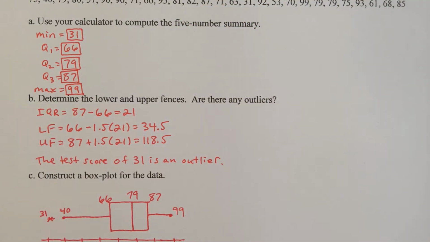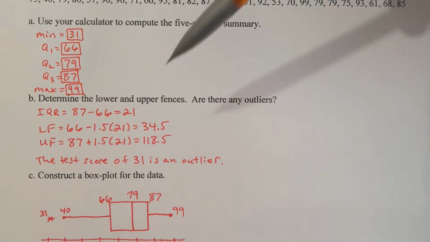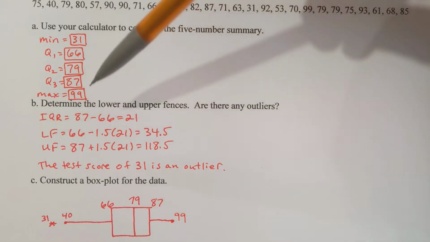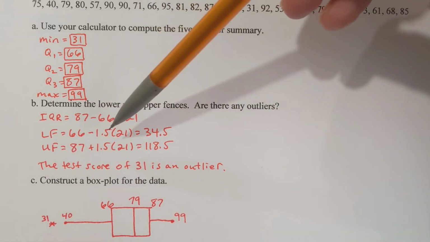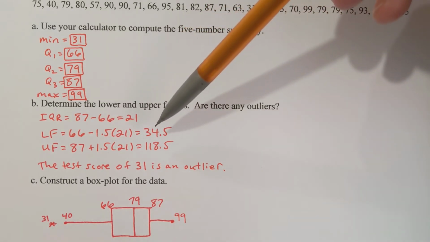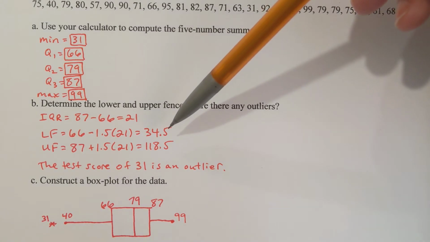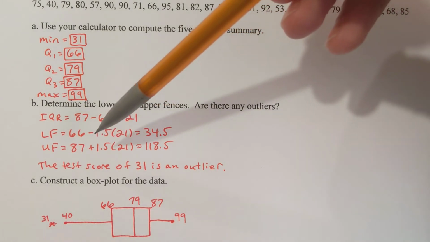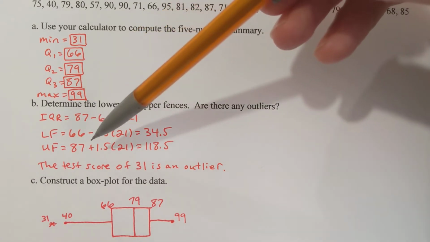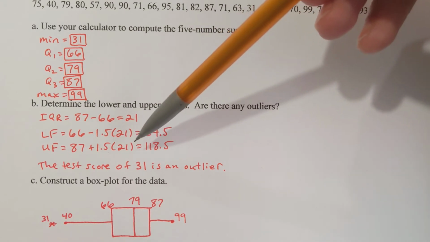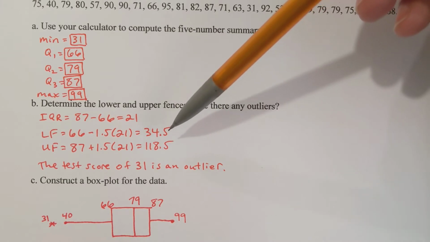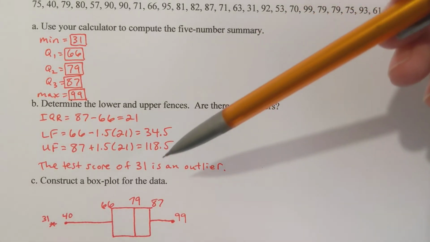Find the fences there. The lower fence, I need to take the min value, or excuse me, the first quartile. 66 minus 1.5 times the interquartile range, 21, and so I get 34.5. And then the upper fence, I take 87, which is the third quartile, plus 1.5 times the interquartile range, and I get 118.5. Remember that these serve as boundaries, and if you're outside of the boundaries, you consider that an outlier.